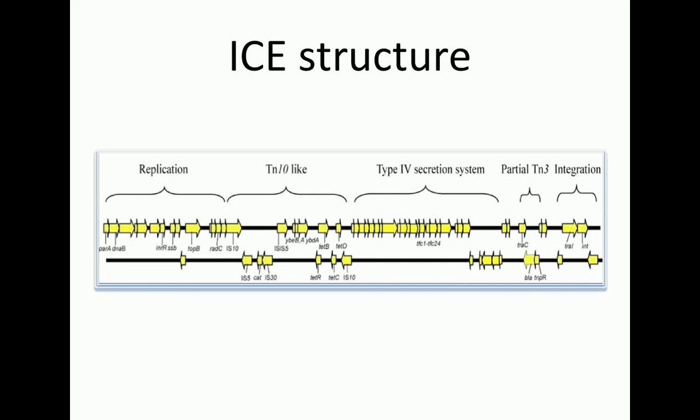ICEHin1056 also contains these two additions of accessory genes, a partial transposon 3, which encodes the beta-lactamase gene responsible for amoxicillin resistance, and a TN10-like structure encoding chloramphenicol and tetracycline resistance. All of this sounds very interesting and all very narrow and restricted to a single pathogen.